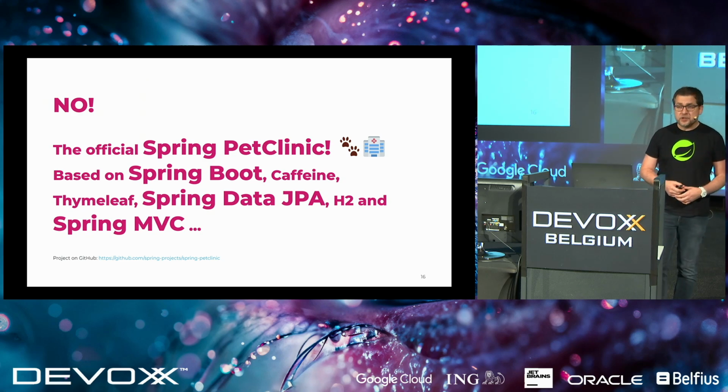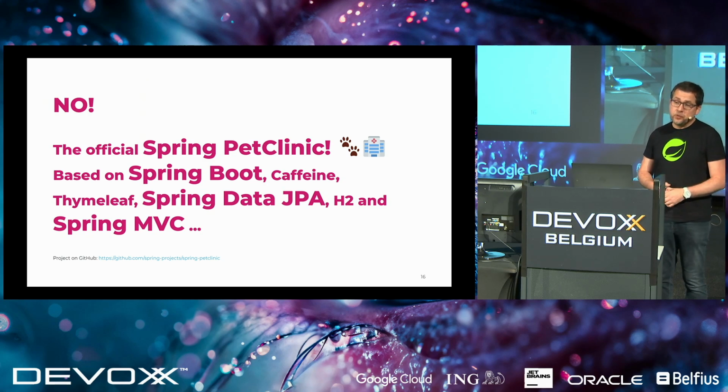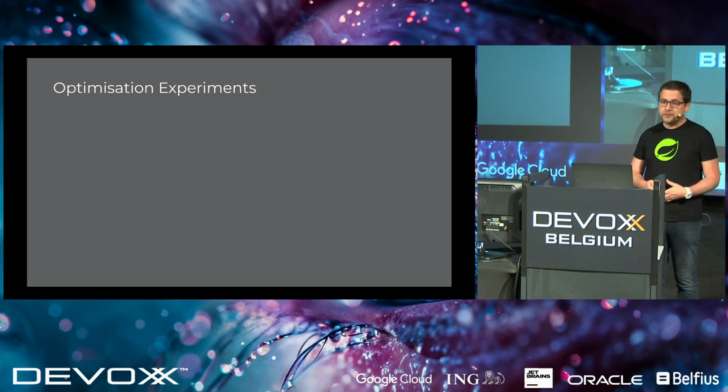I'm using the official Pet Clinic, which is a Spring project, an official one. It's based on Spring Boot, uses Caffeine for caching, and has Thymeleaf built in to serve the HTML pages from the server side. It does some Spring Data JPA. I use the version with H2. You can also choose different profiles and switch to MySQL or Postgres if you want to. And it uses Spring MVC, which is the base technology for all web applications in the Spring ecosystem. So keep that in mind. My Spring Pet Clinic is based on those technologies. So we are going to use this, and we will benchmark against this one.